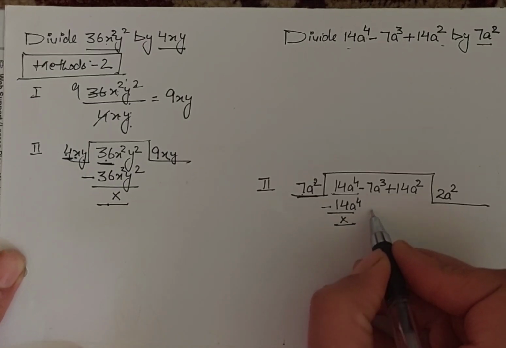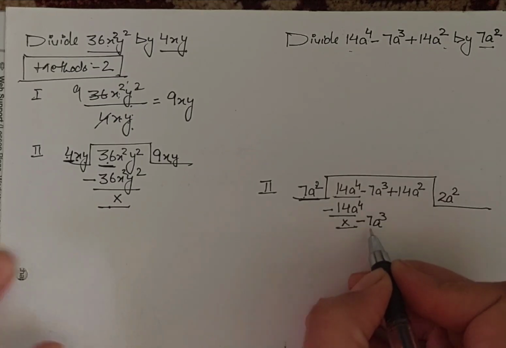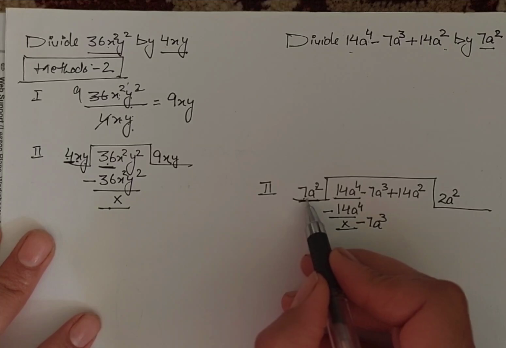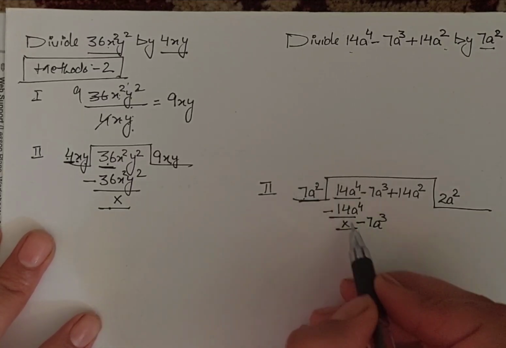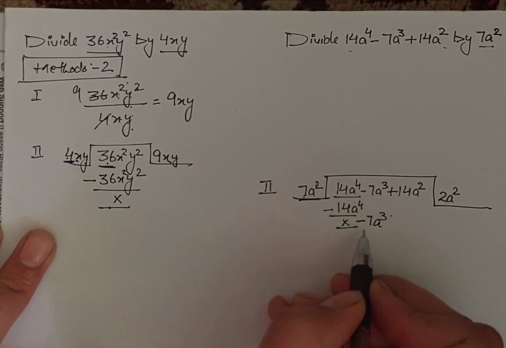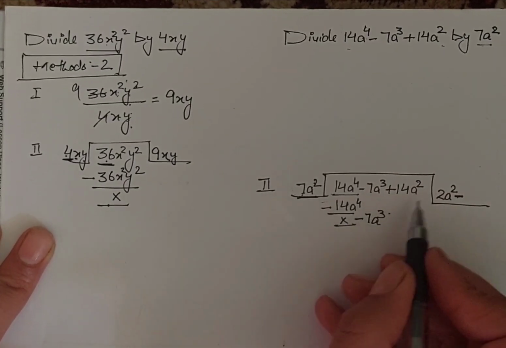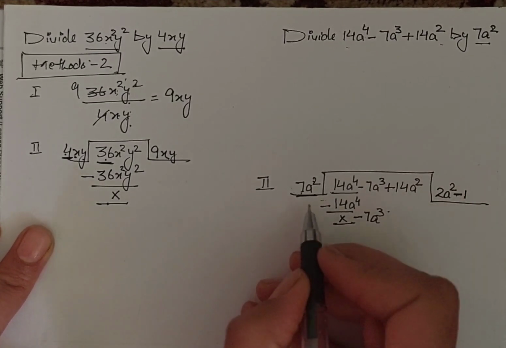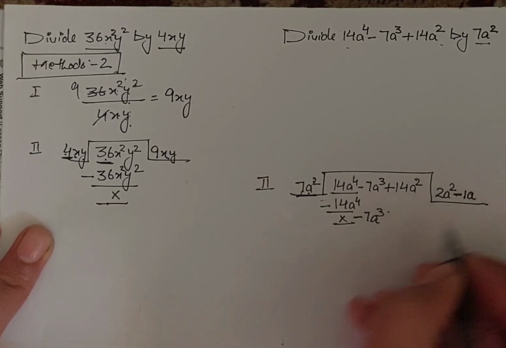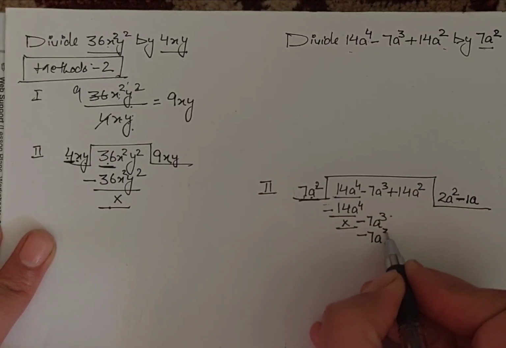Now we have to copy the second term here, which is minus 7a cube. So first we will see by what this should be multiplied to get minus 7a cube. So first of all, what do we need? Here is 7, but we need minus 7. So we need to multiply by minus 1. And a square should be multiplied with a. So we can write here a. So there we will get minus 7a cube.